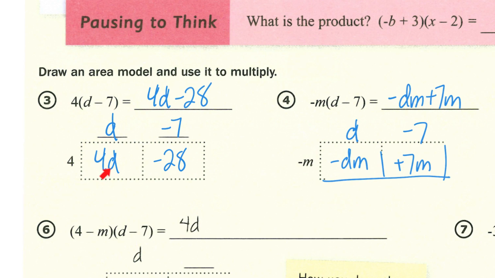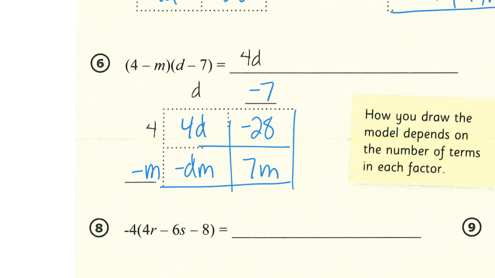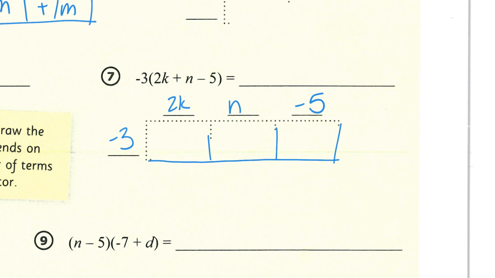This first one is really similar to those previous two that we did. This one over here, we need to be careful when you take negative 7 times negative m. It's going to be a positive 7m. And so you see that there in your final answer. In number 7, number 6 is what you end up with right here. And writing out your answer, you're going to have 4d, and then you'll have your negative 28 minus dm plus 7m. The one at the end there might be tricky because that's where your 7m needs to be positive. Negative times a negative gets you a positive.